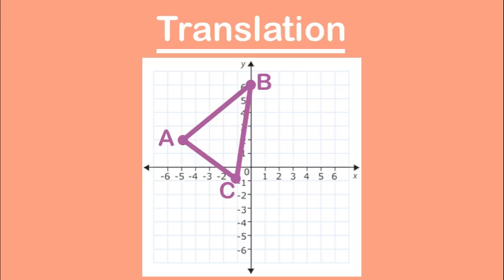Let's look at an example of a translation. We are provided triangle ABC on the graph. Notice how this triangle is slid to the right and then down. Since this shape is simply sliding or gliding across the graph, it is a translation. The triangle keeps the same orientation, it has just been relocated.